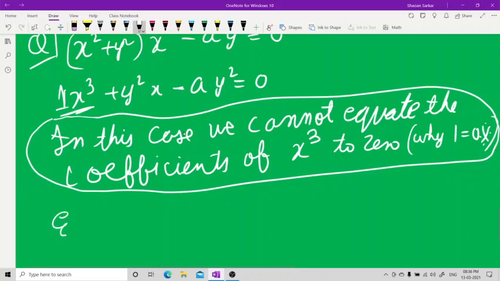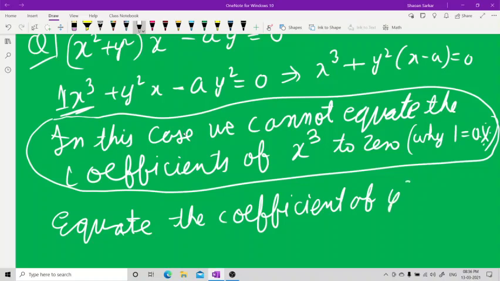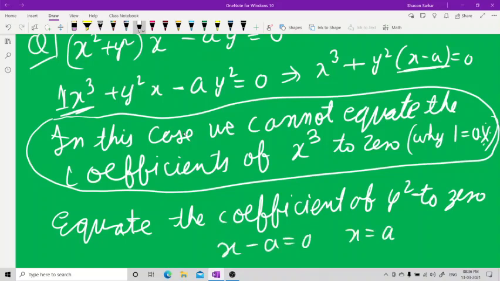From here you can see x cube can be written as plus y square common, x minus a equal to 0. Equate the coefficient of y square to 0. That means x minus a equal to 0, that is x equal to a is a vertical asymptote.